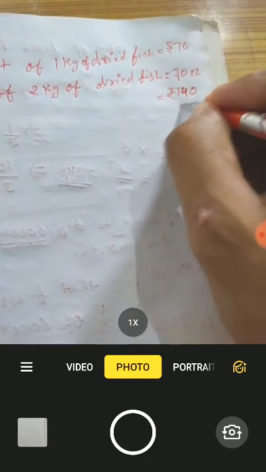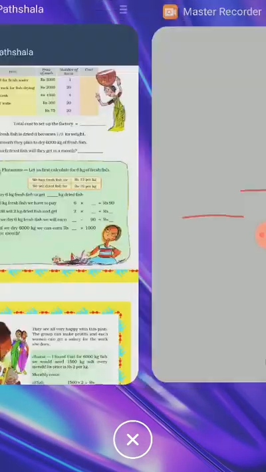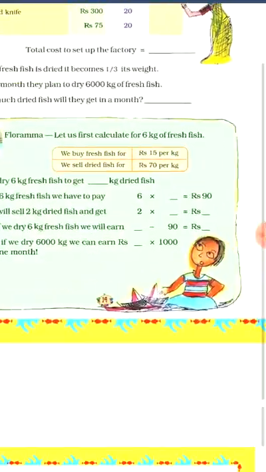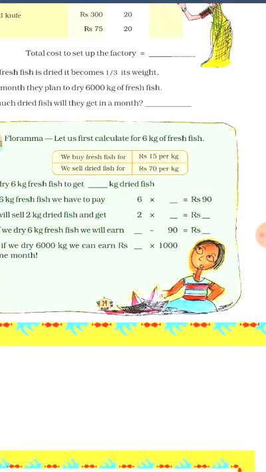so the cost of 2 kg of dried fish will be, how will we find? As we found in the previous question, 70 multiplied by 2 is equal to 7 twos are 14, and how many zeros are left? One zero is left, and that is 140 rupees. So what is the cost of 2 kg of dried fish? That is 140 rupees. Is it clear? So what will you write here? Here you need to write 70 and here 140. Is it clear? Yes.